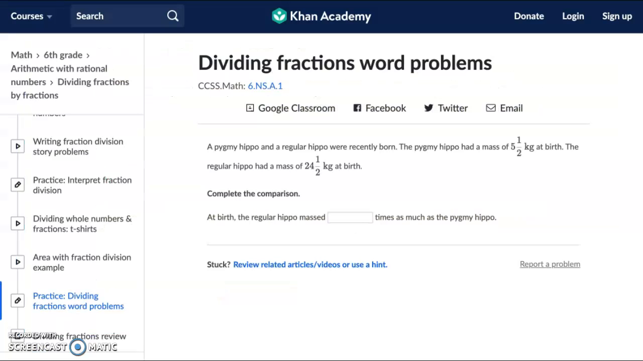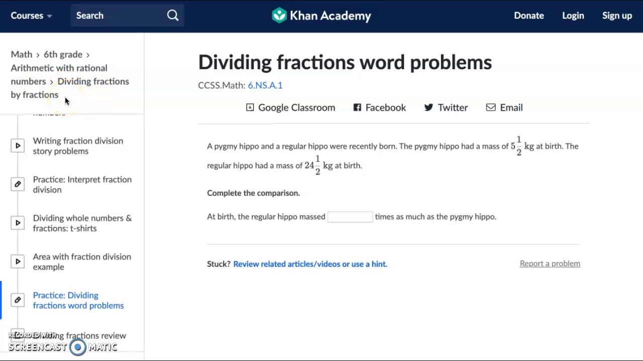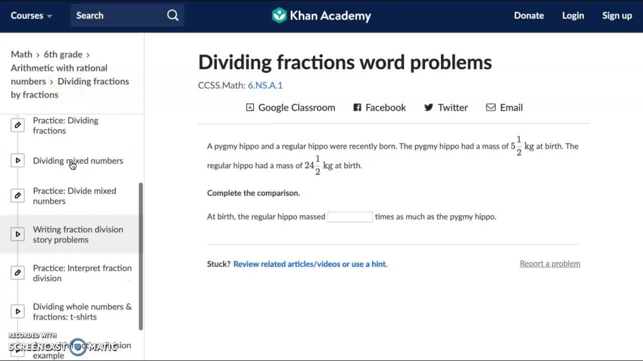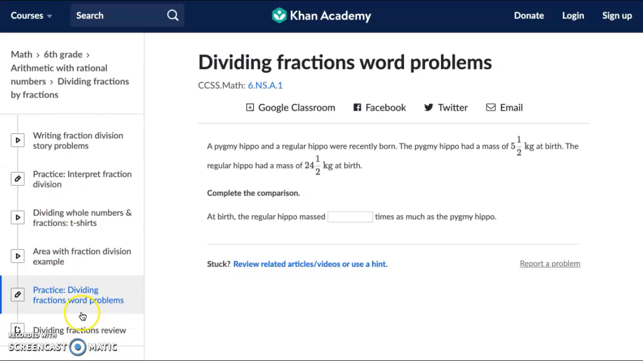Again, we visited the Khan Academy website before. Really a lot of great information. Notice where we are: Math, level 6th grade, arithmetic and rational numbers, dividing fractions by fractions. Again, you can scroll up and down. This is a progression. So we're practicing dividing fractions word problems. It gives you your Common Core State Standard, and if you click in here, it goes expansive, takes you through all the grade levels. So that can be a helpful tool as far as scaffolding.